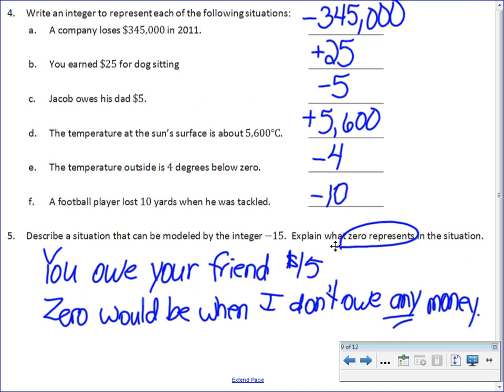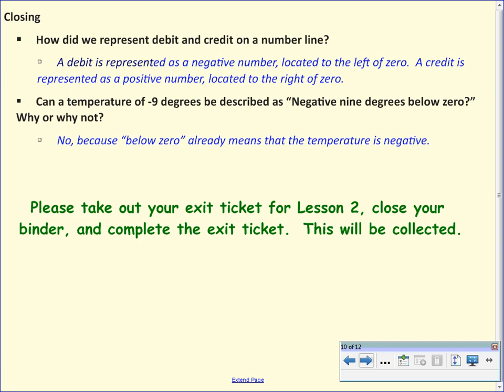So one more quick question in our closing before I explain exactly what you need to do for your homework. Can a temperature of negative 9 degrees be described as negative 9 degrees below 0? Can we say that? No, we're saying it twice. It's either negative 9 or it's 9 below 0. That's like saying it's cold. You're not going to say it twice, all right?